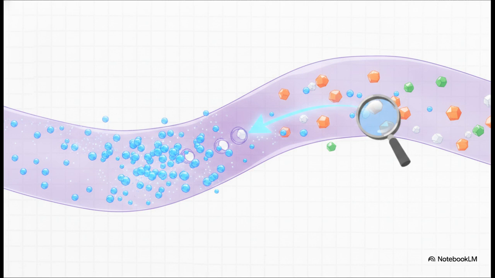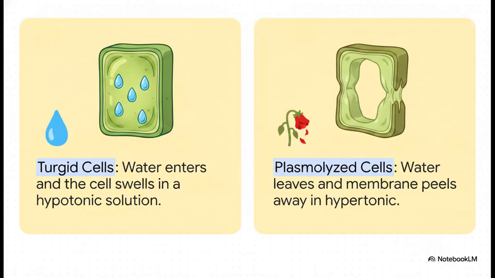Basically, the water naturally wants to balance things out, moving from where it's abundant and pure to where it's crowded with other dissolved particles. And looking at a side-by-side comparison really brilliantly illustrates what happens when we manipulate that flow. On one side, you've got a plump, perfectly healthy plant cell. It is just packed with water, swelling up like a water balloon, and pushing firmly against its rigid cell wall. We call this a turgid cell.